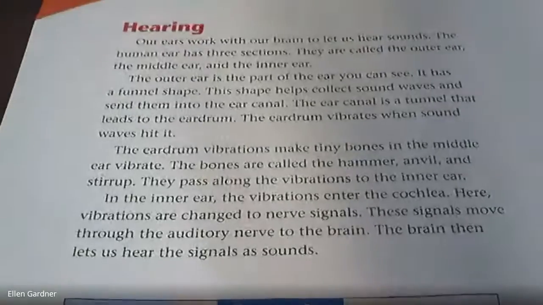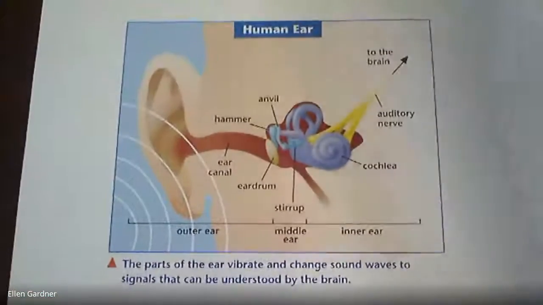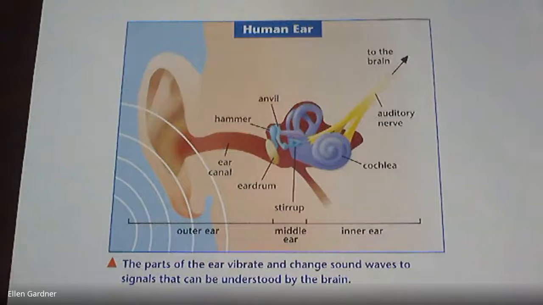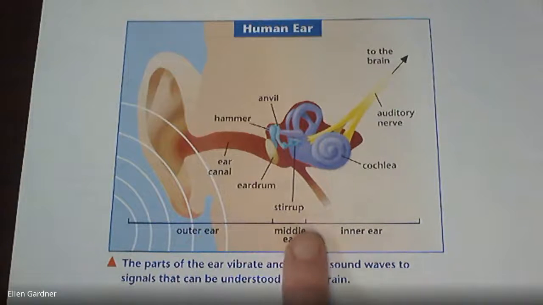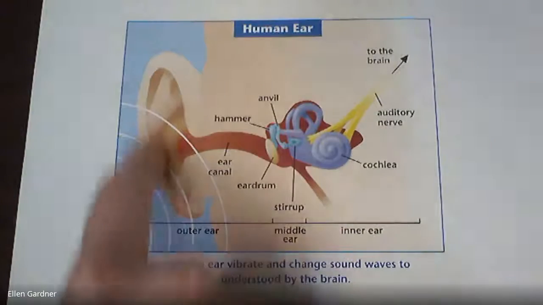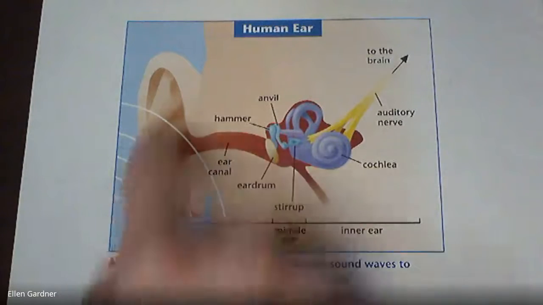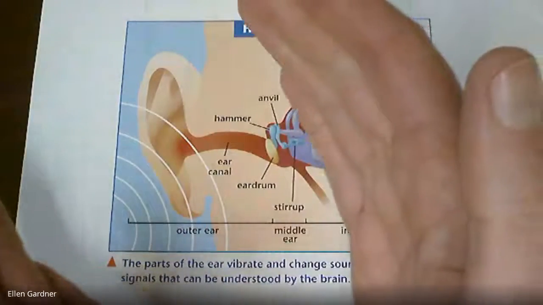Okay, so reading from up here, but I'm going to keep on the picture since it's going to be helpful. Now, our ears work with our brain to let us hear sounds. The human ear has three sections. They are called the outer ear, the middle ear, and the inner ear. Now, the outer ear is the part of the ear that we are able to see. It has a funnel shape. This shape actually helps to collect sounds.